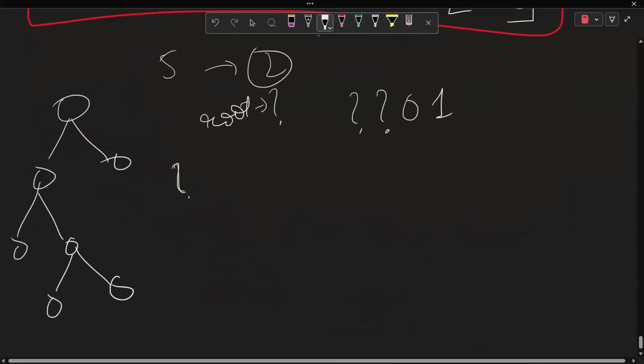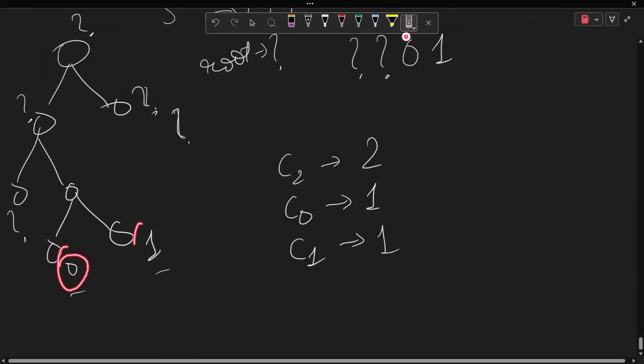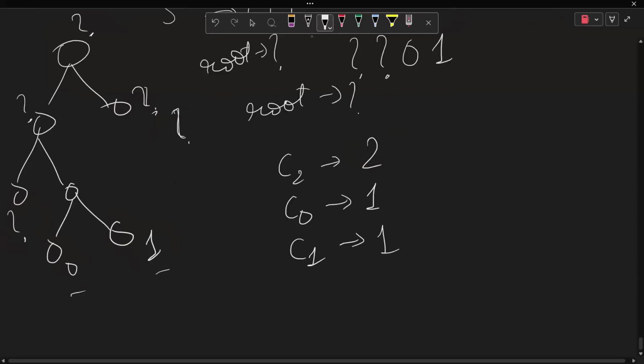Okay, let's say this leaf is a question mark, this is 0, this is 1, this leaf is a question mark, this leaf is a question mark, this root is a question mark. Let's say we have some tree like this. Now here, what you can say is among the leaf nodes, there are 2 question marks. So C2, the number of question marks, is 2. Number of zeros is 1. Number of ones is 1. And the root is also a question mark.